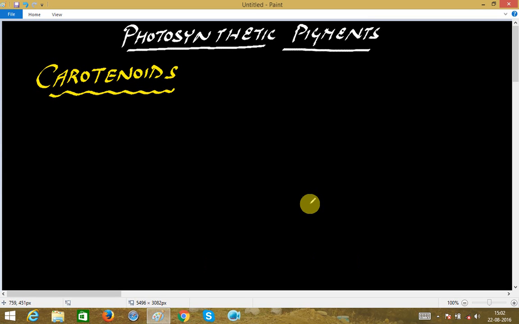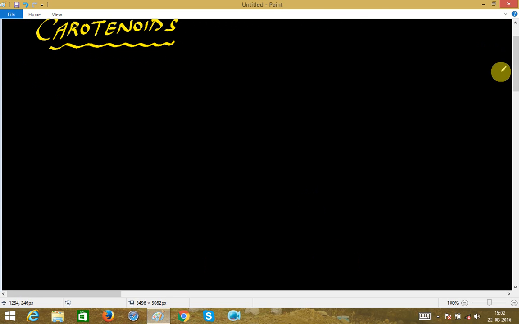Okay, hello friends. Again continuing with the photosynthetic pigments. Last time we discussed chlorophyll, we discussed different types of chlorophyll. So today I am starting with carotenoids. Carotenoids and phycobilins is my aim for today's session. Very quickly finishing off with carotenoids.